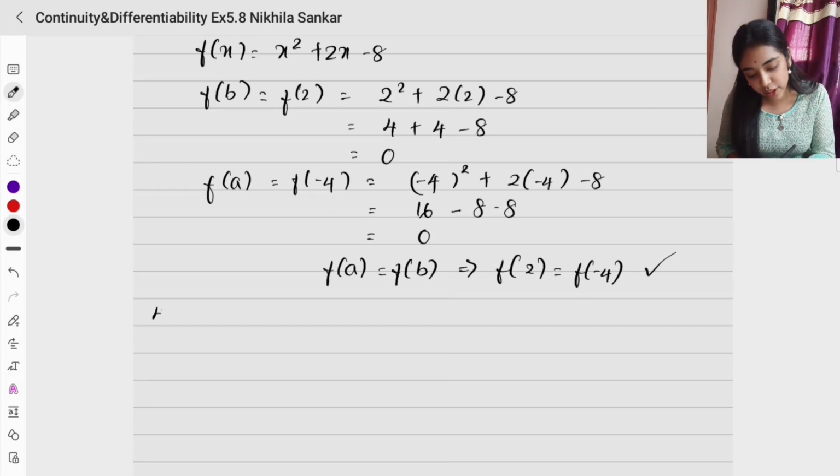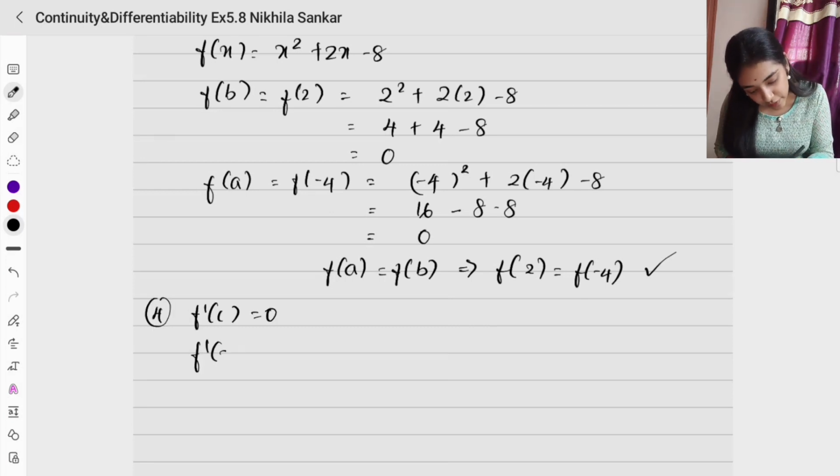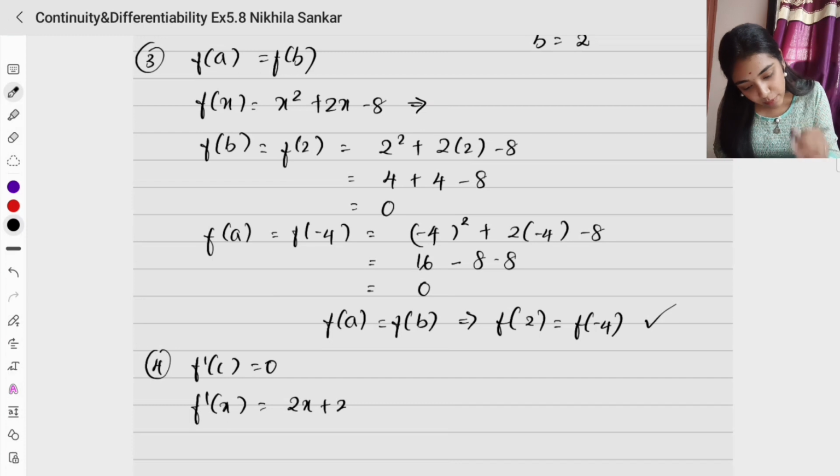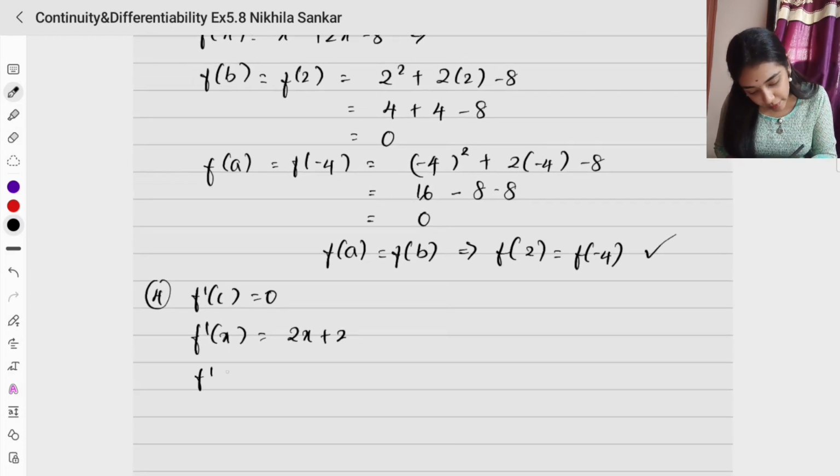So what is my fourth condition? f dash of c is 0 ke equate பண்ணனும். So f dash of c equals 0. So first f dash of x என்னன்னு கண்டுபிடிக்கலாமா? What is my f dash of x? 2x plus 2. When I differentiate this, I'm going to have 2x plus 2. இப்போ f dash of c equals 2c plus 2.